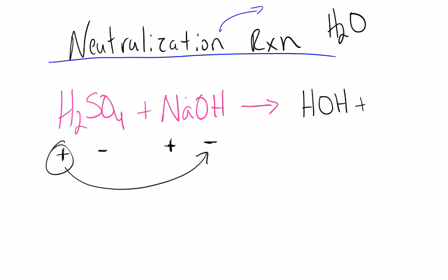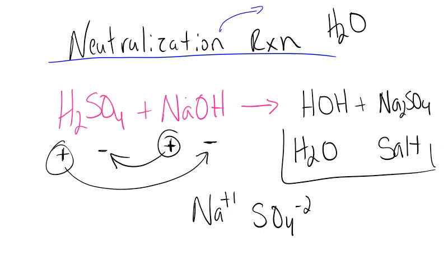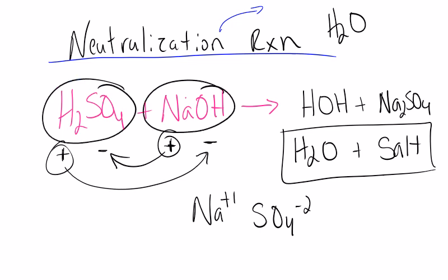And this other thing that we're making is going to be Na and SO4. So we have Na with a positive 1 charge and SO4 with a negative 2. So we get Na2SO4. This other thing is considered a salt, and water. All neutralization problems are going to make salt and water. Start with an acid and a base and make salt and water. So that's how all of them are going to go.